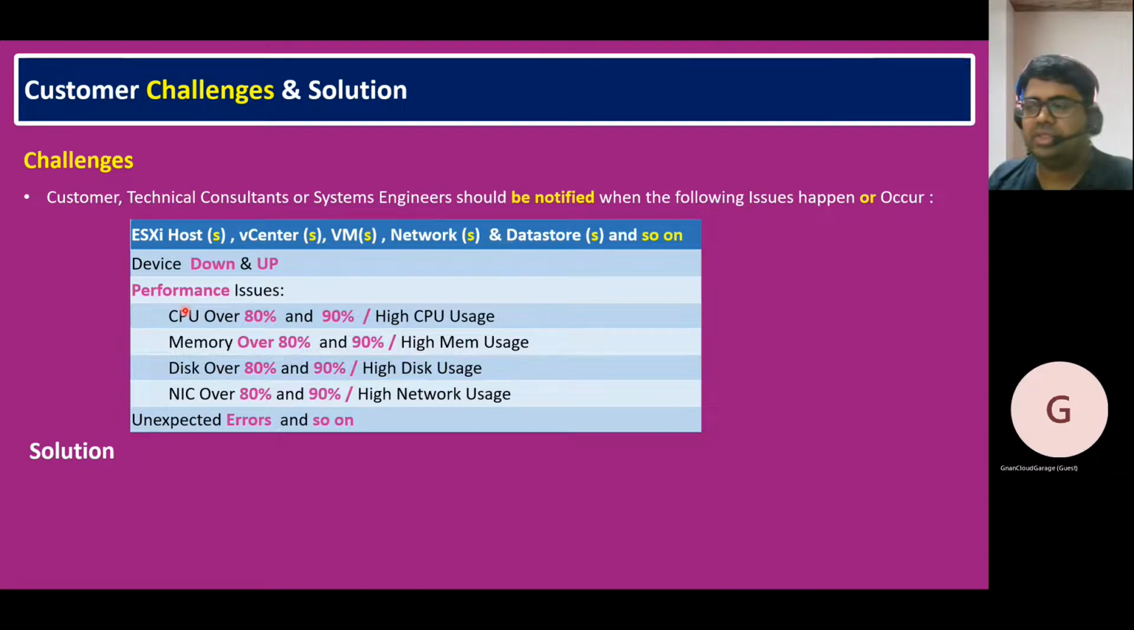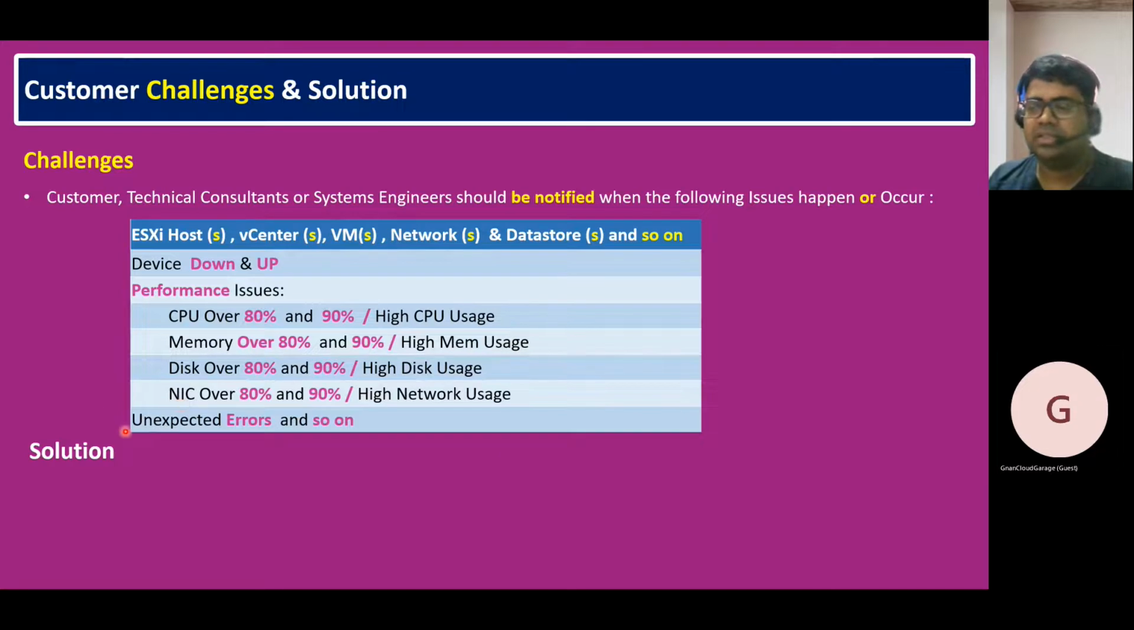For performance issues, generally the main ones are CPU, memory, disk, and NIC. CPU over 80% will usually receive a warning message or warning email, and CPU over 90% we prefer to get as a critical alert, and we consider it high CPU usage. Memory over 80% can be a warning and 90% means a critical alert, and we can also put the alert description as high memory usage. Similarly for disk and network interface card.